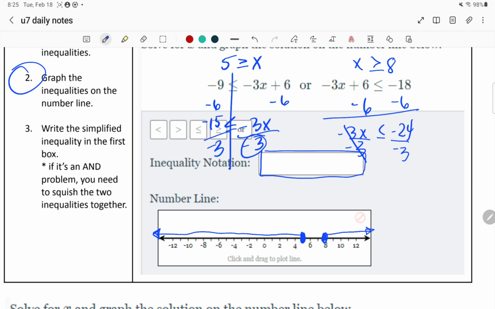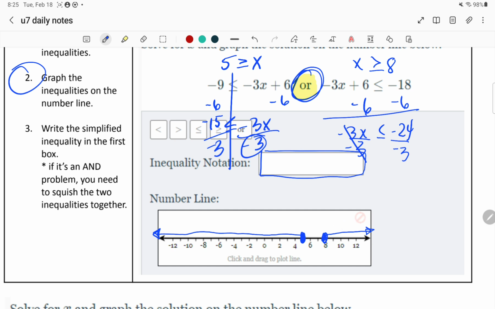Okay, this is an or statement because it told me. You don't have to go figuring it out. You don't get to decide. It'll tell you. It's an or statement, meaning I'm going to keep it all, no matter if it's overlapping or not. So I'm keeping this piece and this piece.